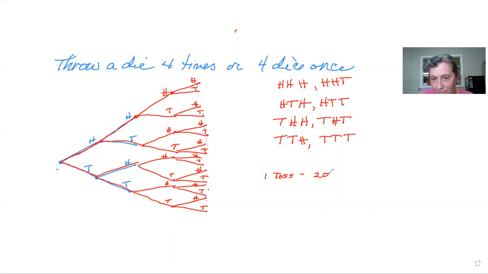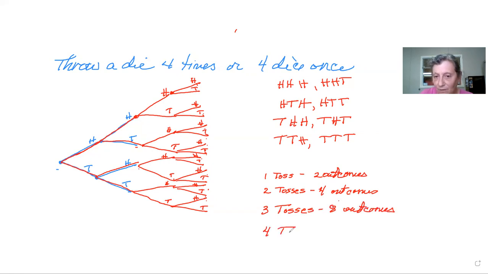So with 1 toss, there were 2 outcomes. 2 tosses, that left 1, 2, 3, 4 outcomes. 3 has a possibility of 8 outcomes. And at 4, we have a possibility of 16 outcomes. So each time it's doubling, but it's doubling because there are 2 outcomes. This 4 tosses is actually 2 outcomes from the first combination, 2 outcomes from the second, 2 outcomes from the third, and 2 outcomes from the fourth.